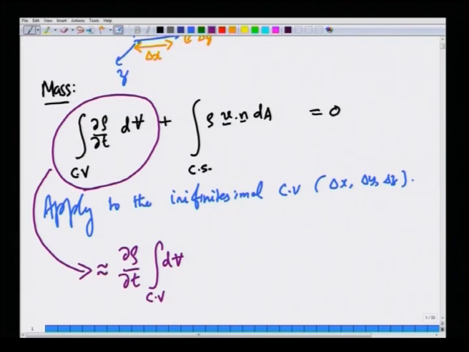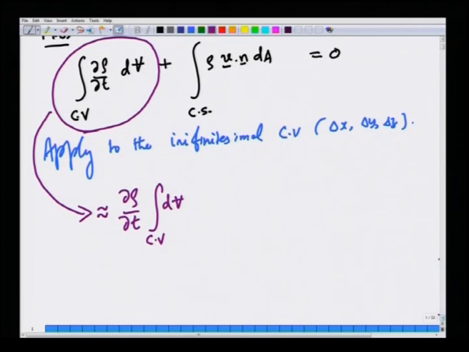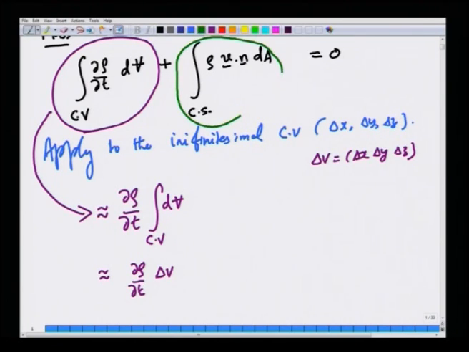This is approximately this in the limit of this CV volume tending to 0. Okay, we can write this very easily, and this is nothing but, if you integrate this over the volume, you will simply get d rho dt times delta V, where delta V is delta x times delta y times delta z, the volume of the CV. So, that is one simplification that comes in the first term.